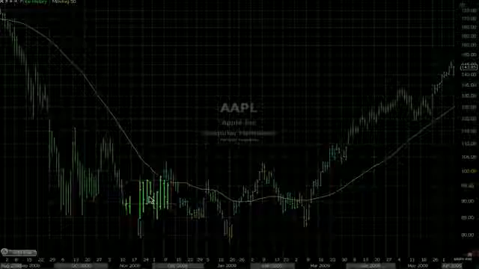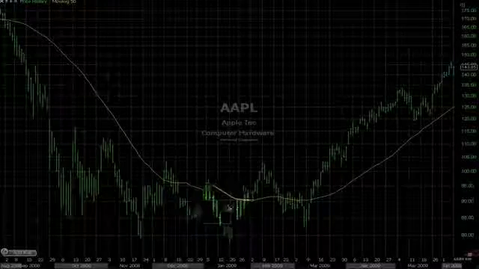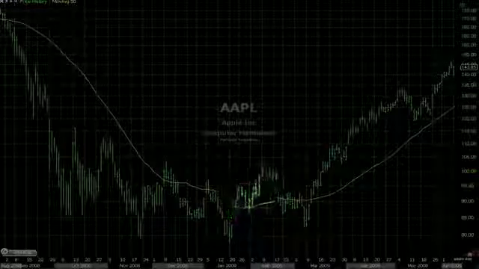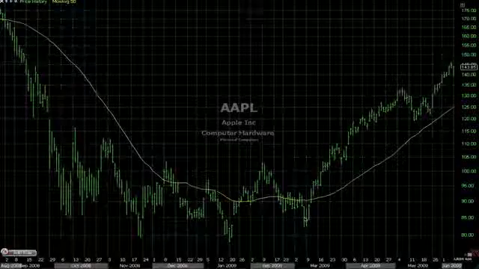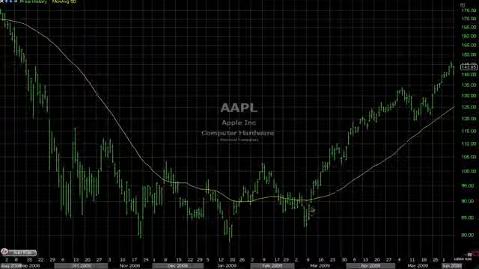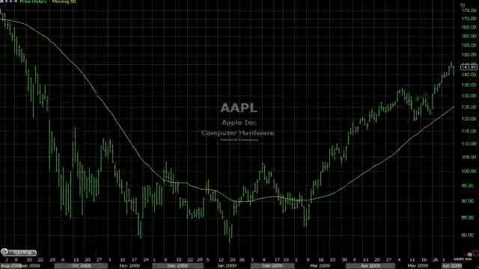The price is staying relatively underneath the MA here. When we come to this point here, we're seeing equal price action on each side, so you consider this sideways. And then when we see the majority of the price, or in this case all of the price, above the MA, the trend is up.